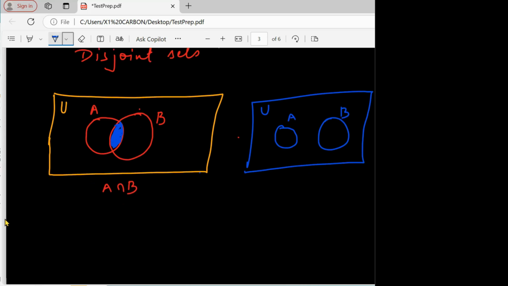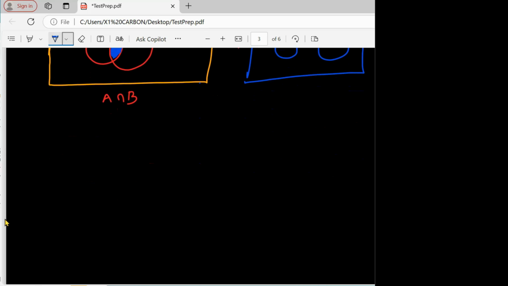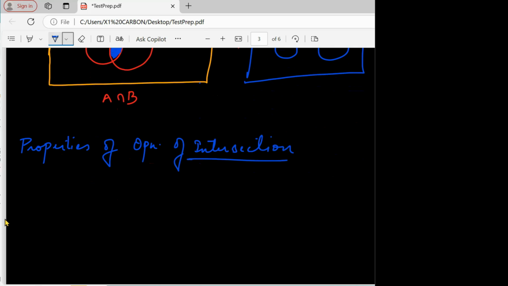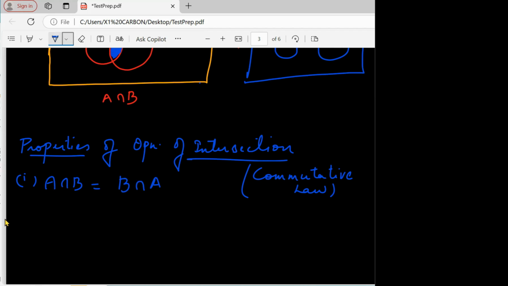Now let us look at some of the properties of the operation of intersection. Now, as we have discussed the first property of union, that was commutative, the same law will also be applicable here in the case of intersection. Now, what was the commutative law? We know that A intersection B is equal to B intersection A. Whichever way I do it, I just have to choose the common elements between A and B.